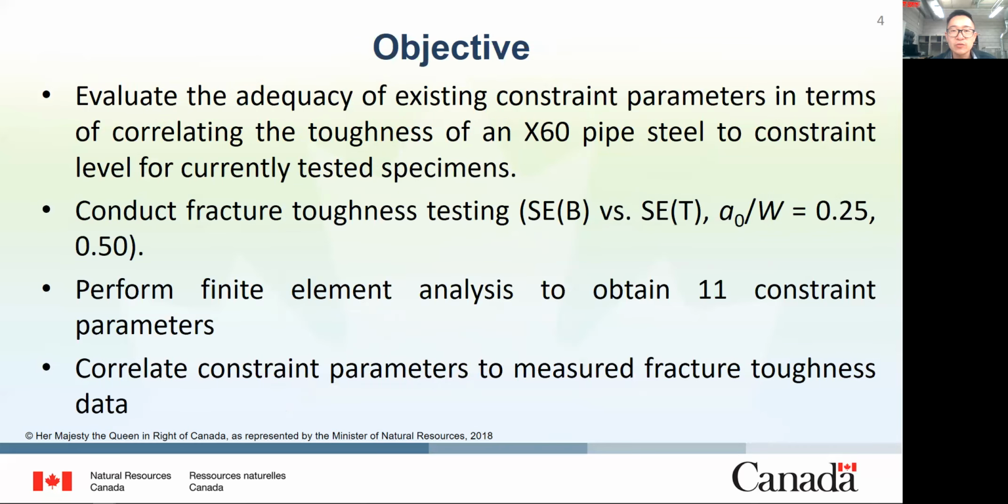Our current study aims to evaluate the adequacy of existing constraint parameters in terms of correlating the toughness of an X60 pipe steel to constraint level for the currently tested specimens. In order to do this, we firstly conducted fracture toughness testing on SEB and SET specimens with different initial crack lengths, and then performed finite element analysis to obtain the 11 constraint parameters, and finally correlated the constraint parameters to measured fracture toughness data.